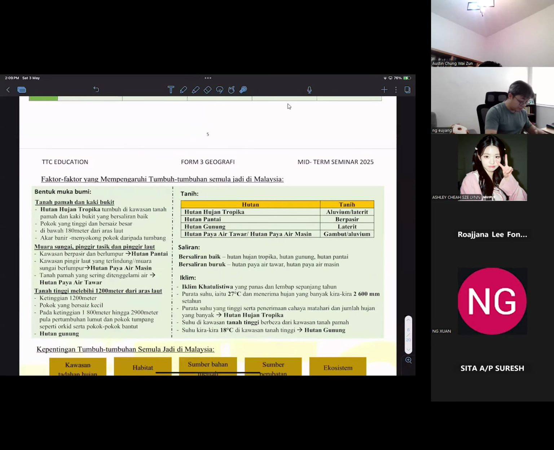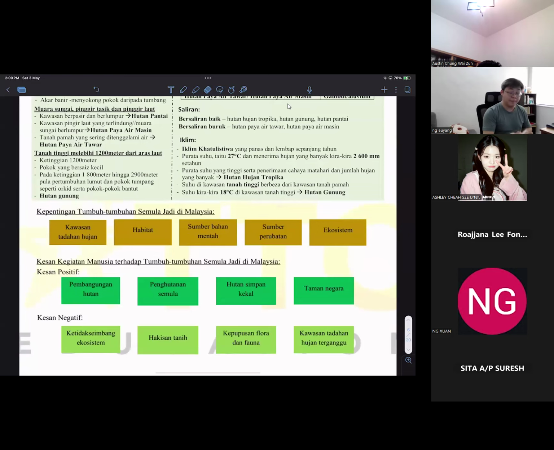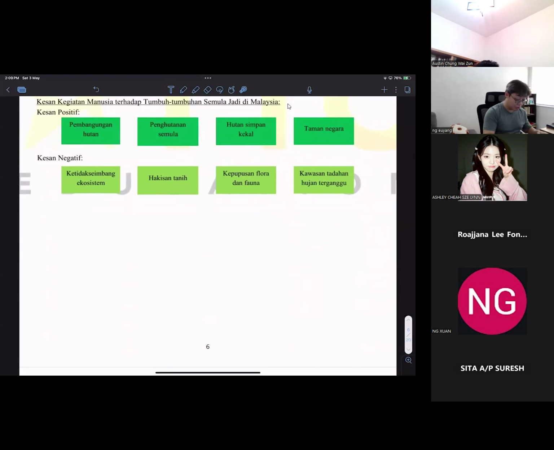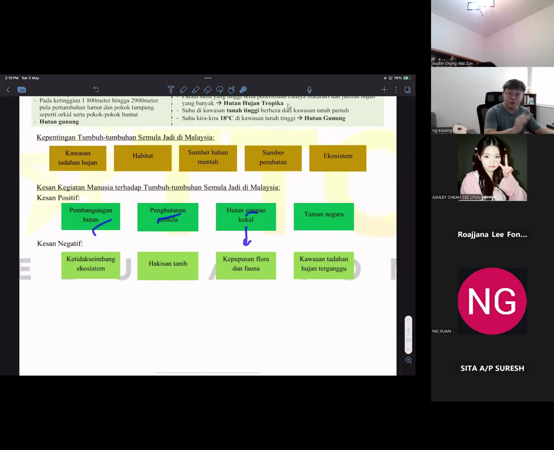So these are all the faktor, kepentingan and kesan from your Bab 4. As long as you focus on your page 6, your Bab 4 should be no problem, because that's all the content. You just have to refer to the TDC normal tuition nota and then try to do some of the exercises. This is just the overall notes, so we have all the terms here, all the points.